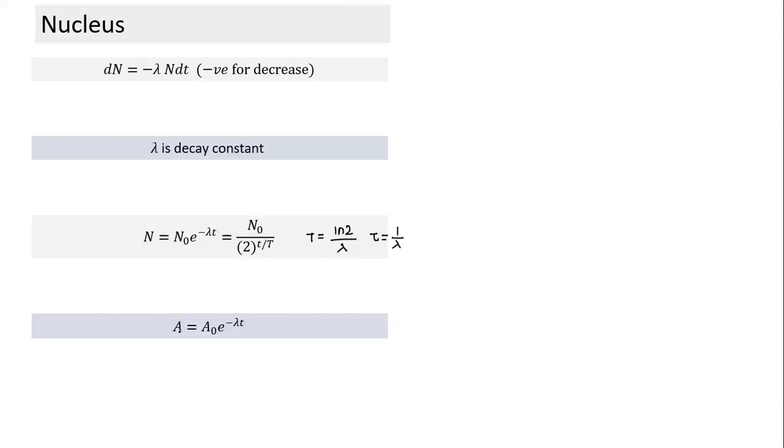Based on this, we have defined one more term called activity. What does activity mean? It's the rate of disintegration. The rate of disintegration is proportional to the number of active elements present at the moment. As this number keeps decreasing, activity also keeps decreasing. Since it's proportional to N, in place of N we can write activity, with exactly the same expression.